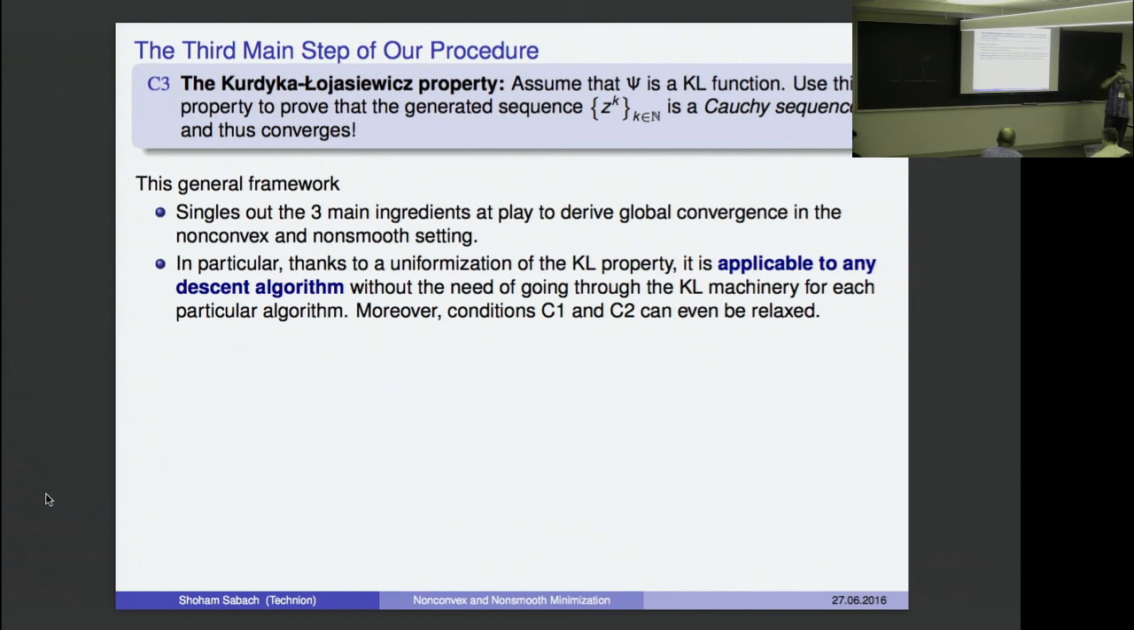As you see, we single out three conditions, and the KL property is needed only in the third stage of the convergence analysis. This actually allows anyone to take different algorithms and use this framework to prove global convergence, because we single out exactly the role of each stage of the analysis.